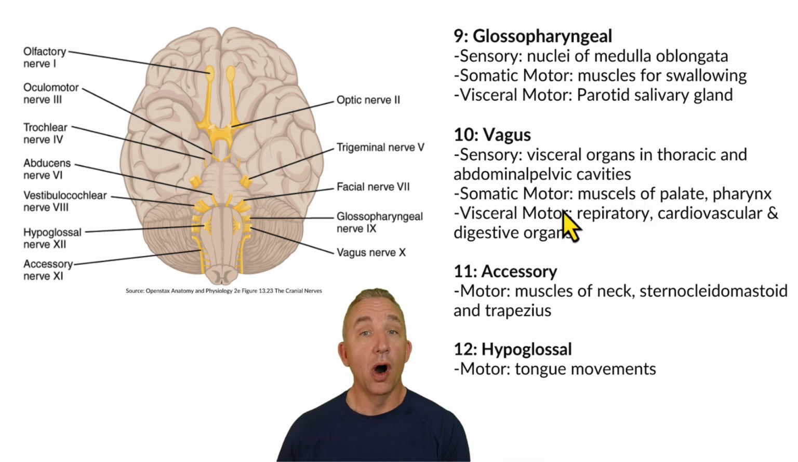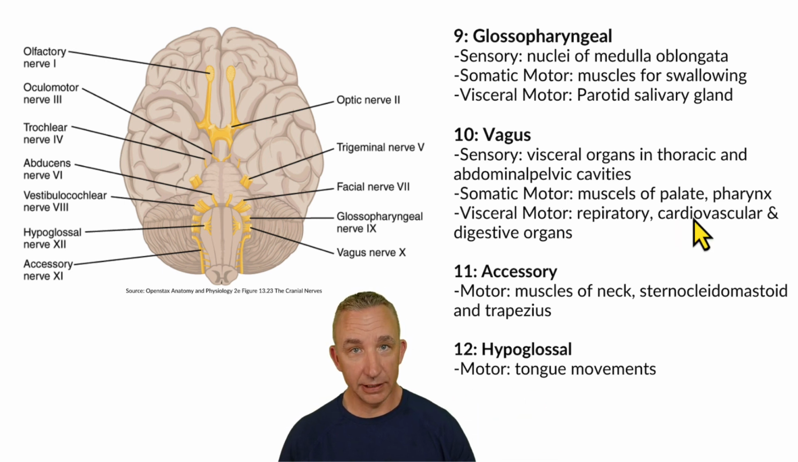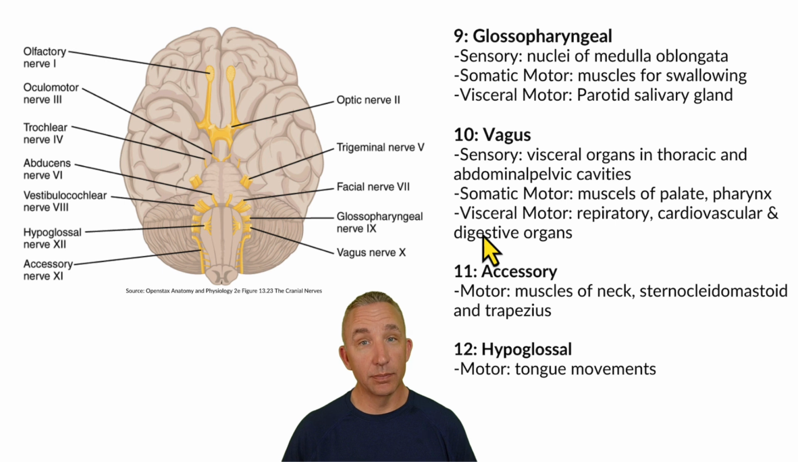Visceral motor, all the things we need to do for the respiratory system to control breathing. Cardiovascular system, the way the heart contracts and relaxes in conjunction with the intrinsic conduction system. The way we're moving food through our digestive tract. So it does quite a bit, both sensory and motor, throughout a lot of our body through the thoracic and abdominopelvic cavities. Accessory is now motor, hypoglossal is motor, and we're just getting into muscle movements.